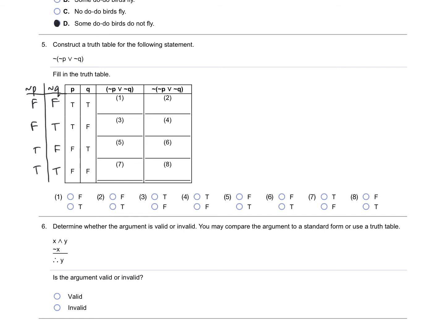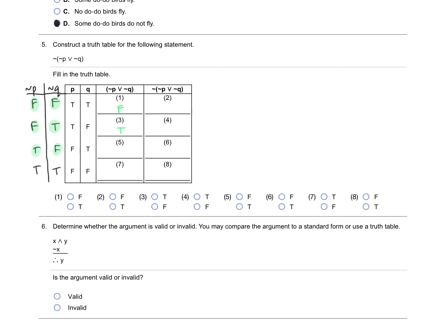So we have this or. That means if one of them is true, then the overall compound statement is true. So we have false, false. Neither of those are true, so this is false. The next we have false, true. Since we have one true, this is true.